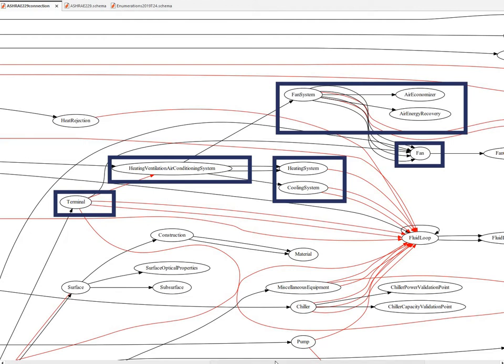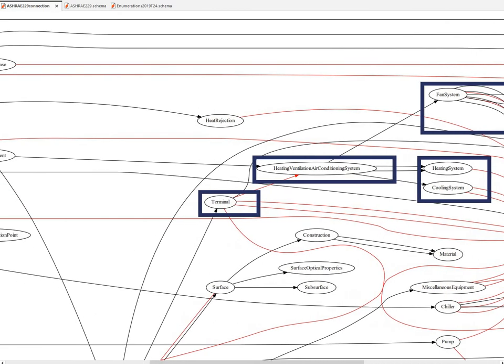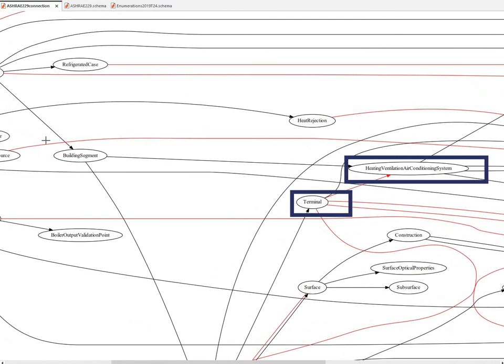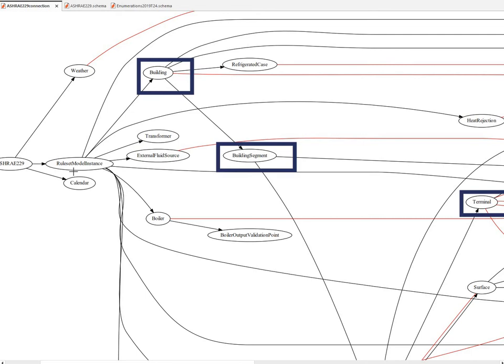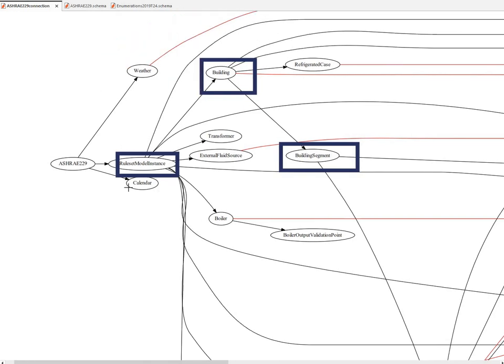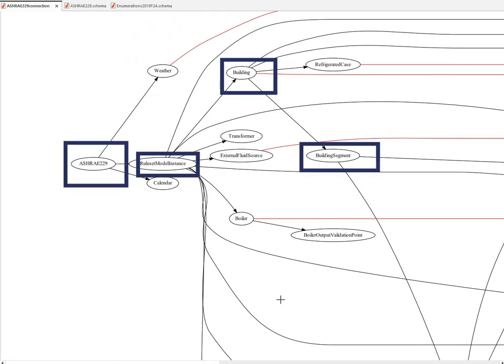Besides that, I wanted to show you where this all fits in the overall scheme. So the heating, ventilation, air conditioning data group is part of building segment. Building segment is part of building, which is part of rule set model instance. And that is ultimately part of the root data group, ASHRAE 229.